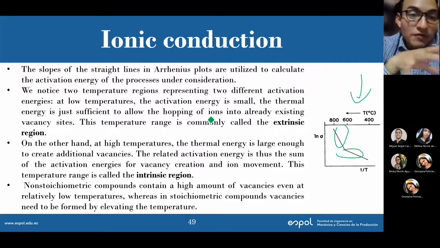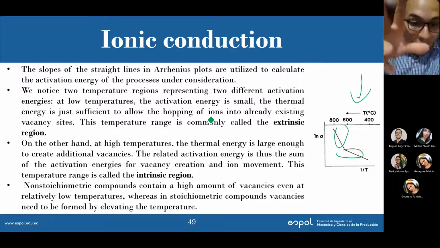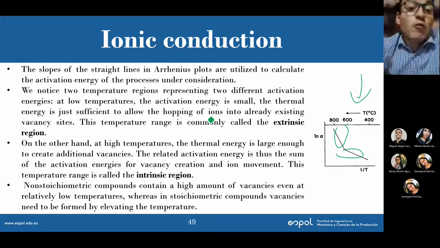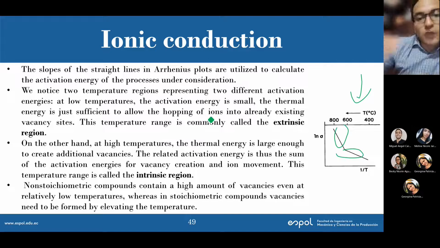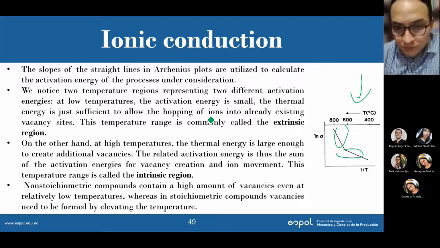And that is the big difference between stoichiometric and non-stoichiometric compounds, talking about ionic compounds, right? Because if you have stoichiometric compounds, then you can only form vacancies at high temperatures, whereas non-stoichiometric compounds, because they are non-stoichiometric, already have a high amount of vacancies even at low temperatures. And therefore they will have a higher conductivity at low temperatures.